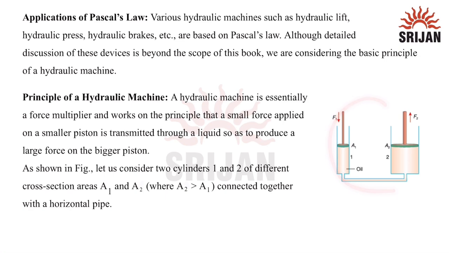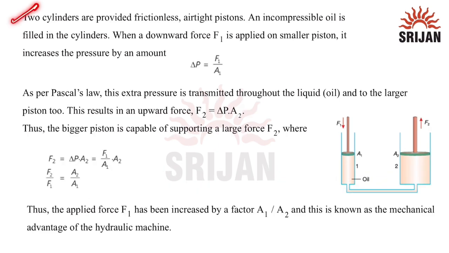Now, as shown in this particular figure, we see there are two cylinders, 1 and 2, of different cross-section areas A1 and A2. We can easily see that A2 is greater than A1. These are connected through a horizontal pipe. These two cylinders are provided with frictionless and airtight pistons, and an incompressible oil is filled in both of these cylinders. When a downward force F1 is applied on the smaller piston, it increases the pressure by an amount, that is change in pressure will be equal to F1 upon A1. Since area is small, pressure will be large.